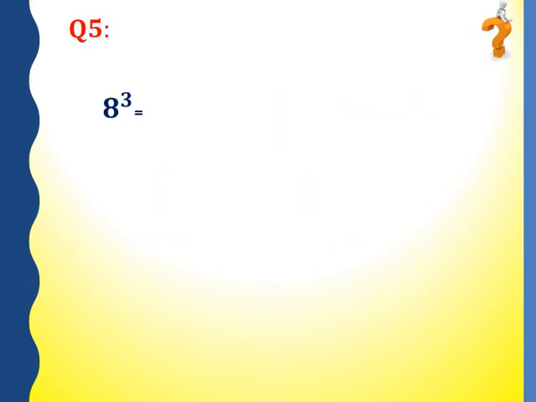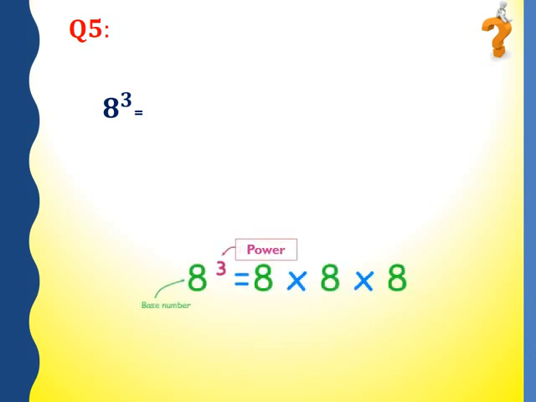In this question, I need to find 8 to the power 3, or 8 cubed. Let's remember that in 8 to the power 3, 8 is called the base and 3 is called the power. That means I will multiply 8 by itself 3 times: 8 times 8 times 8, which is called repeated multiplication, and equals 512.